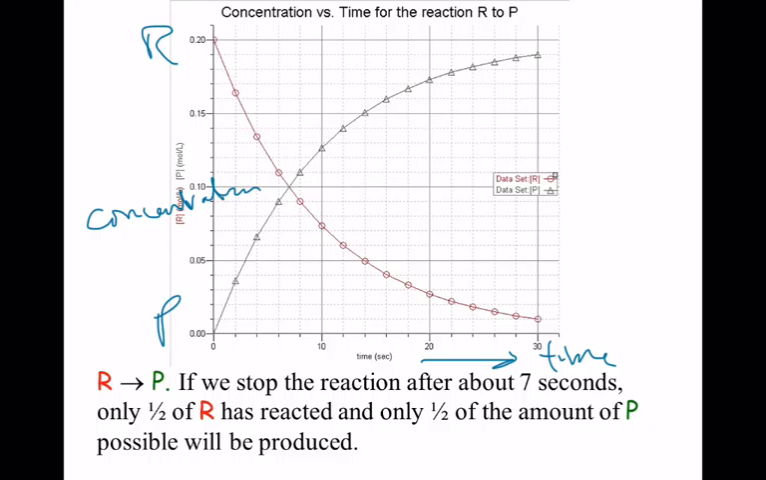So all this says is if you pick, and the example here is 7 seconds, these go by increments of 2, so this is 6, so 7 is here. If you pick 7 seconds, what it's saying is basically only half of your reactant is converted and only half of your product has been formed. Your yield will be low.